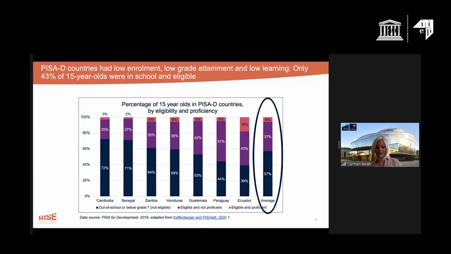And that means that PISA-D did not even cover the majority of children in the cohort of 15-year-olds. And that, of course, is a problem when trying to address learning in your country and trying to act on it as a policymaker.